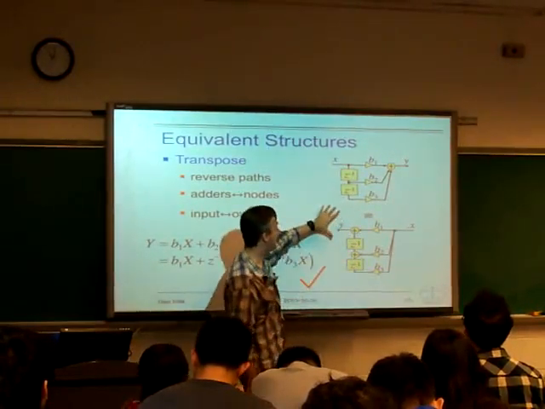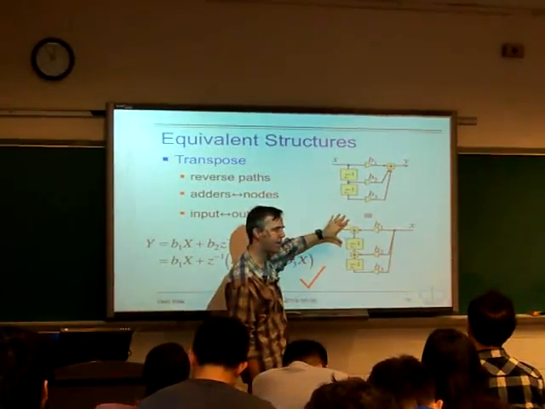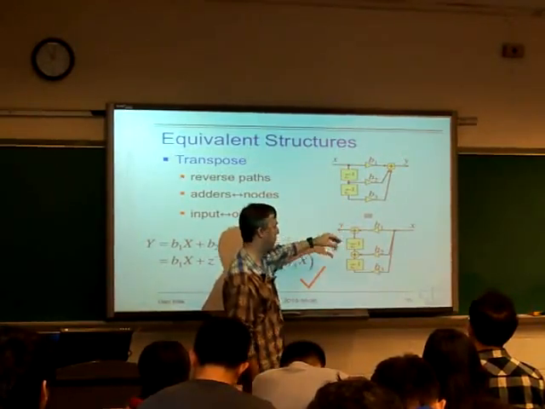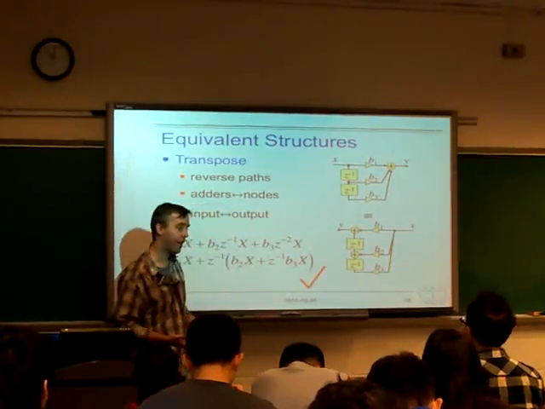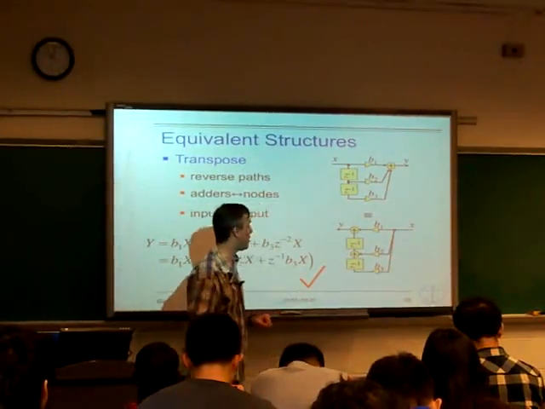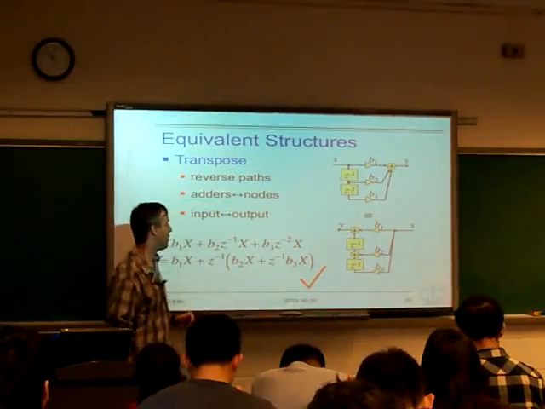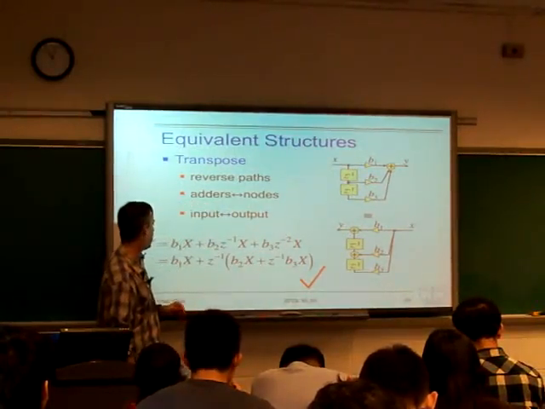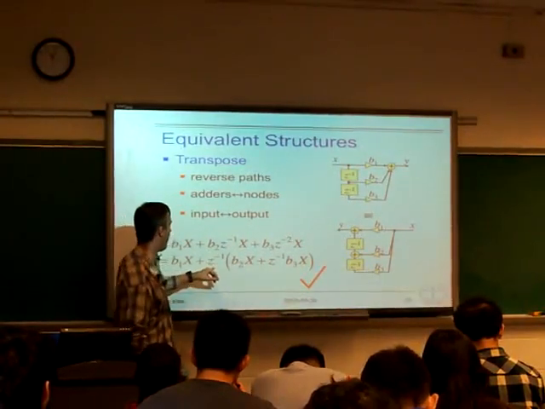So these are not just drawn differently, but they're actually different. They correspond to different sequences of operations, different implementations, but they do actually have the same effect. And in general, for any flow graph, if you do this, you'll get an equivalent system by this transpose operation.